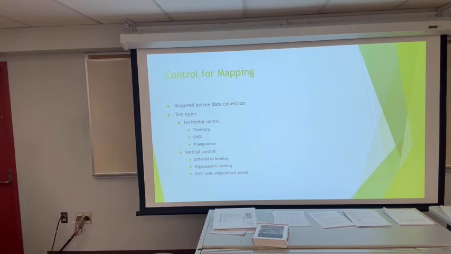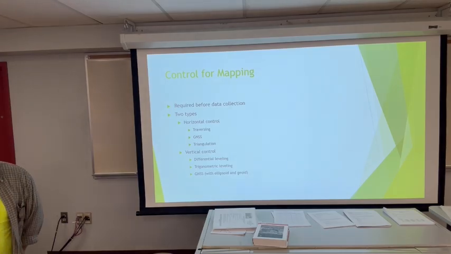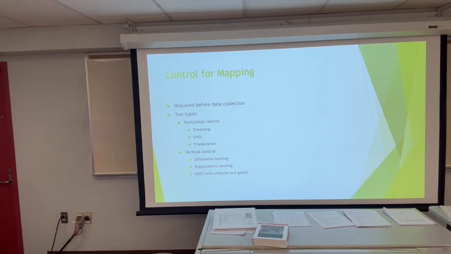So we talk about two types of control required for mapping. This is before the data collection itself happens. We have to have horizontal and vertical control. Horizontal being the position, the northing, easting, the XY, however you want to look at it. And that can be created from total stations, GNSS, and triangulation. I believe that was the three that were listed in the book. I have not ever done any triangulation in my life.